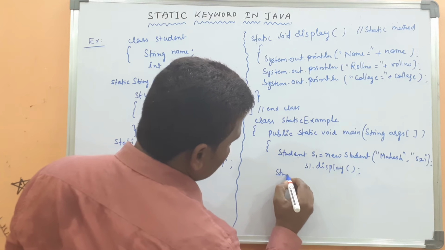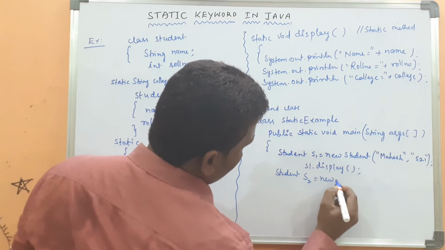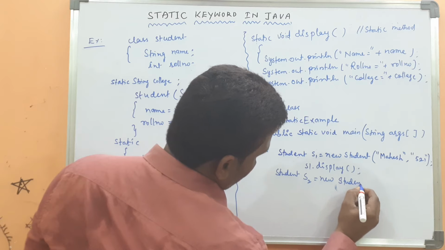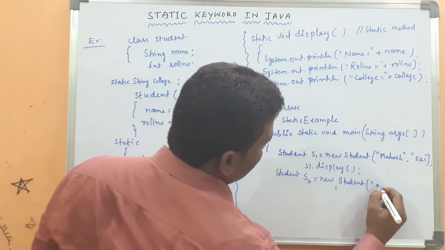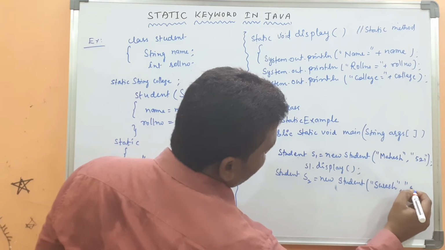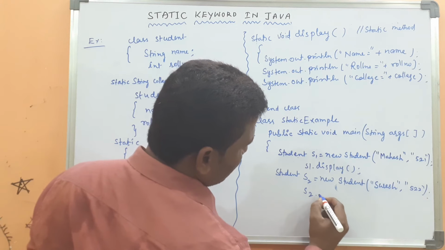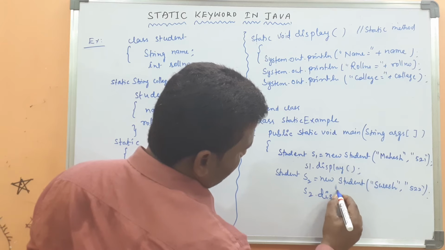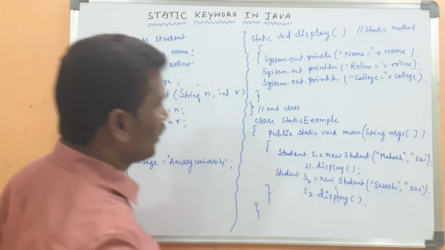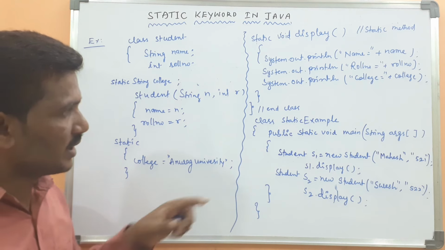Then Student S2 = new Student, Suresh, then 522. Then S2.display. Then the main method should be closed here, and the class should be ended here.